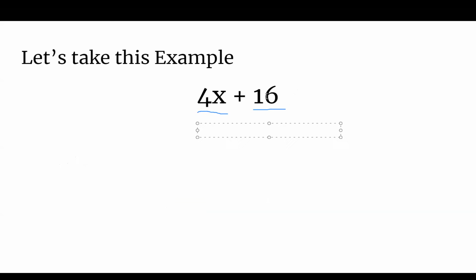The numbers we first focus on: what is the common number that I can divide 4 and 16 by? The factors of 4 are 1, 2, and 4. The factors of 16 are 1, 2, 4, 8, and 16 itself. Now, what do you notice? Both numbers have some common factors.